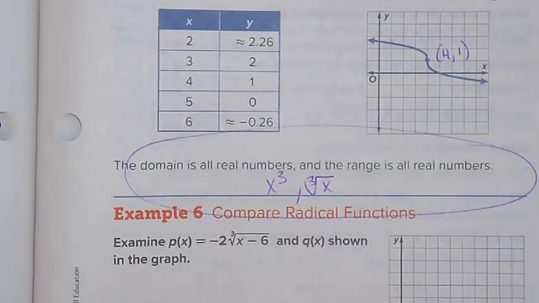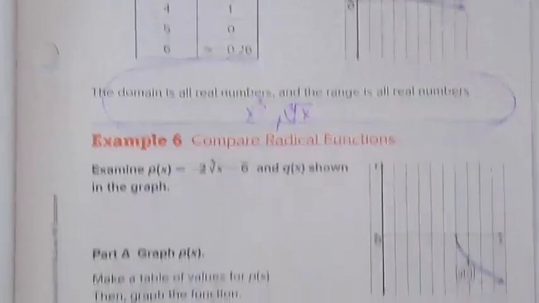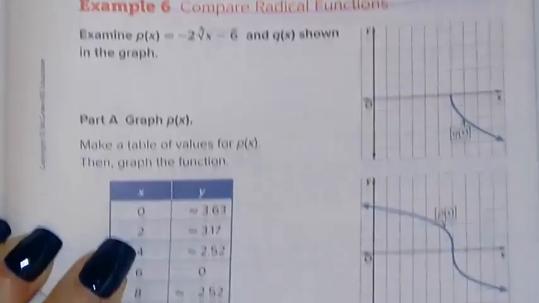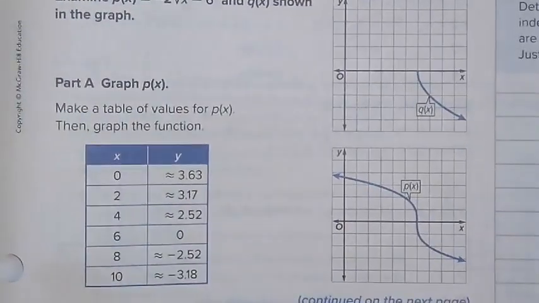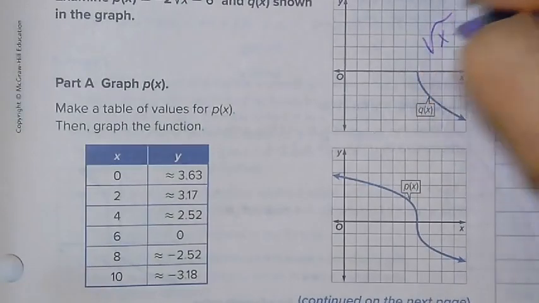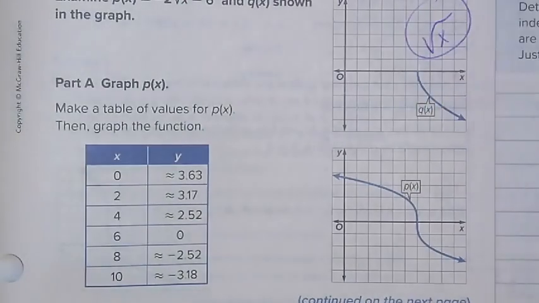All right, here is square root and cube root. We're not going to compare them too closely, but just know square root of x kind of looks incomplete. Cube root of x has both ends going on forever.